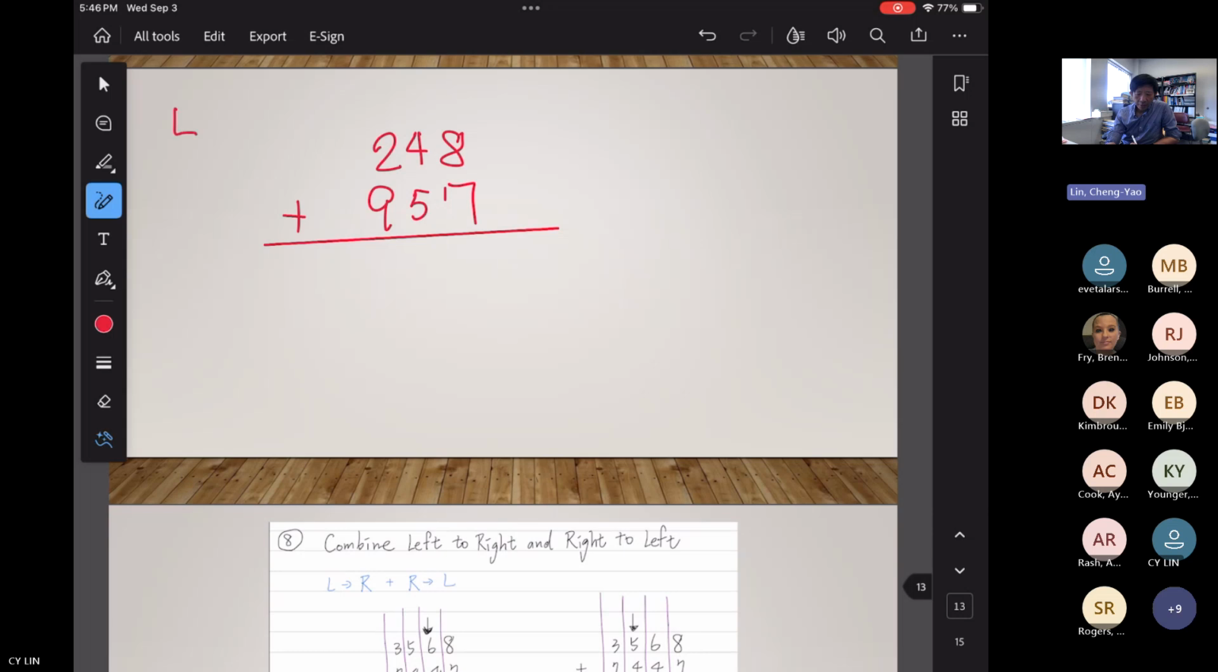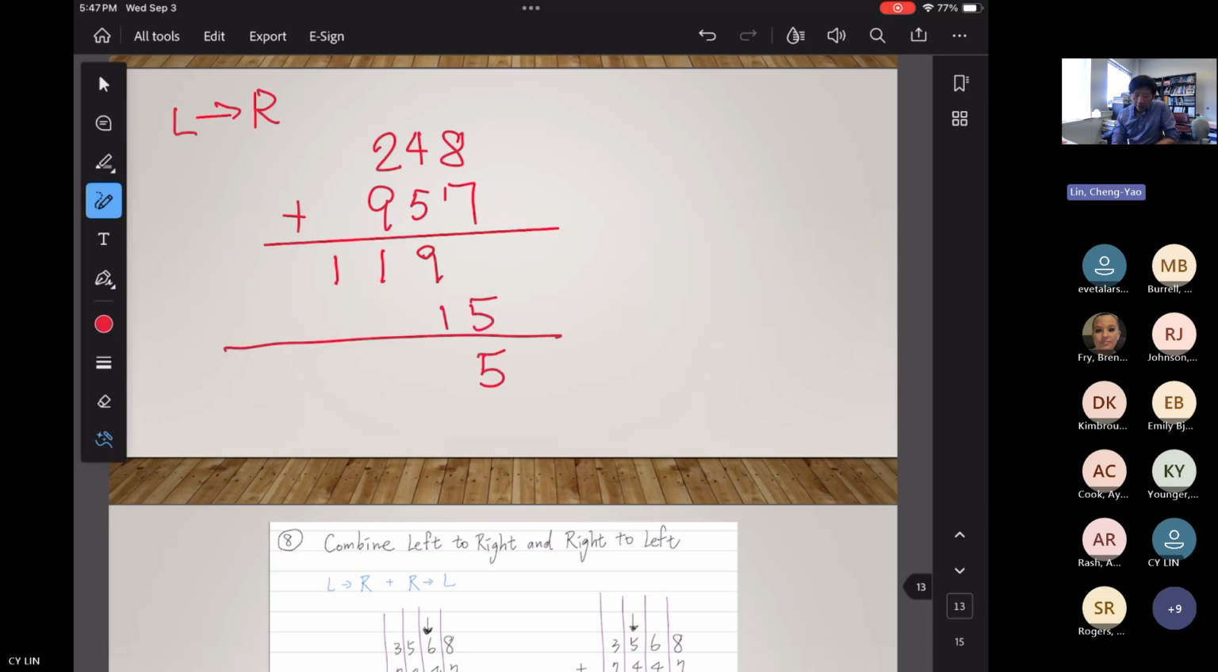I'll do left to right. 9 plus 2, 11. Can I put on 11? Yes or no? Then next, 4 plus 5, 9. 8 plus 7, how many? 15, right? So I put on 15 there. So either way you can do, you can put on the 15 there.